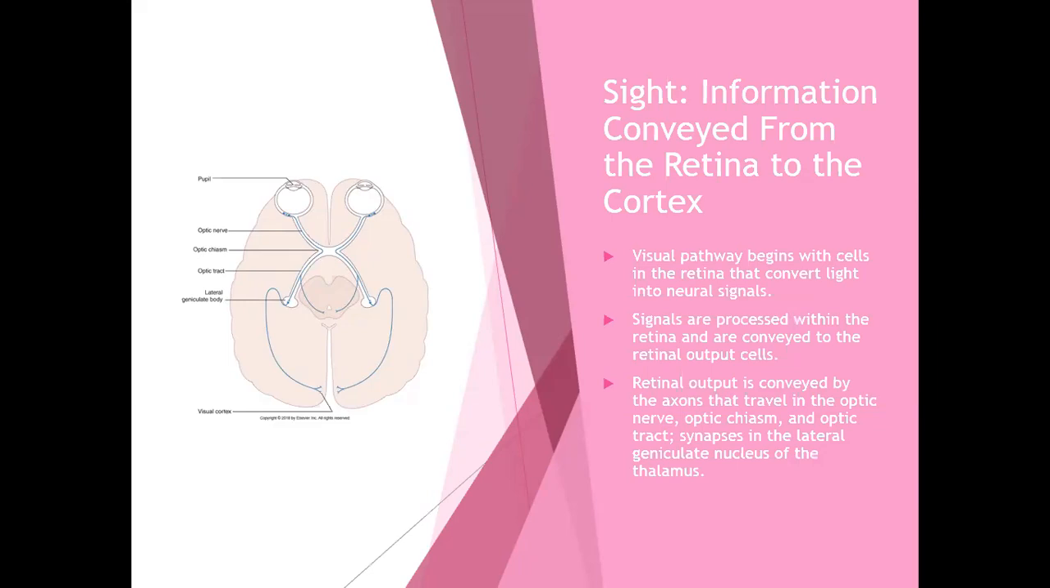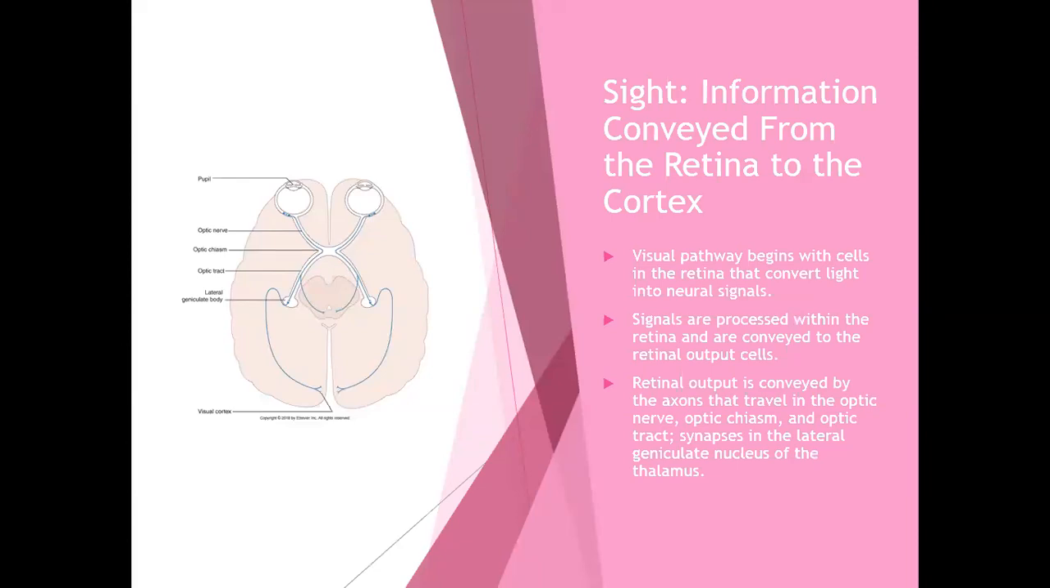Sight is the information conveyed from the retina to the cerebral cortex. So the visual pathway starts with cells in the retina that convert light into neural signals, and they do it in a very cool way on a cellular level. We are not going to talk about that right now, but if you ever want to study further into the nervous system, the vision system is a very cool area of study. Signals are processed within the retina, and so the retina are our transducers. They're transducing light into neural signals.